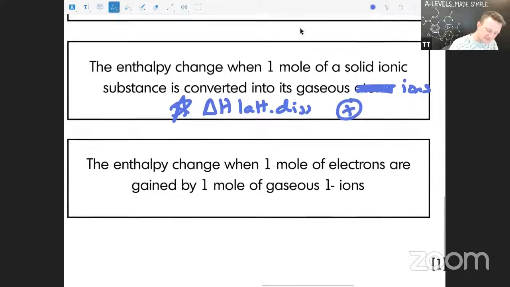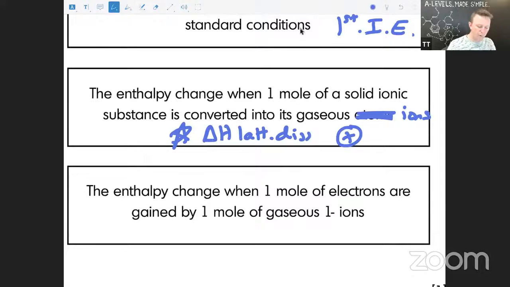Nearly there. Last one. The enthalpy change when 1 mole of electrons are gained by 1 mole of gaseous 1- ions. What might that be? What's that describing? Yeah, good. It's the second electron affinity. Spot on. You guys are all over this.